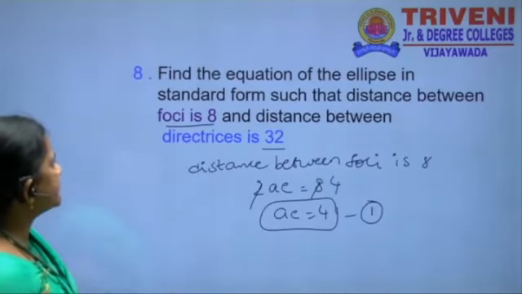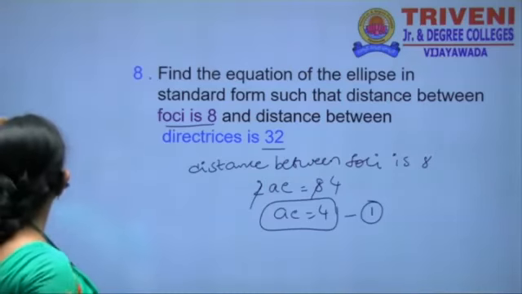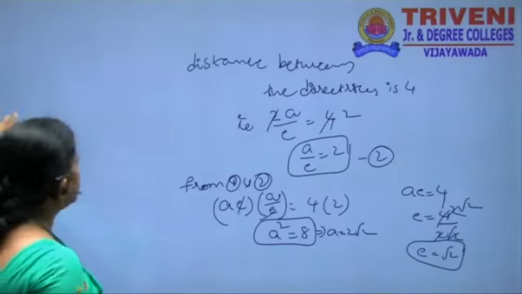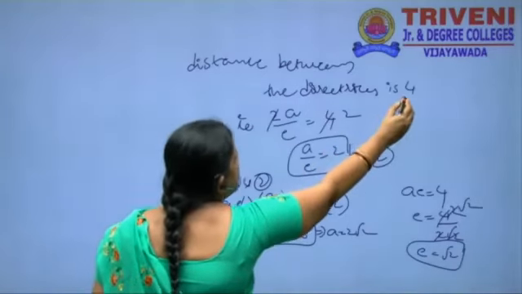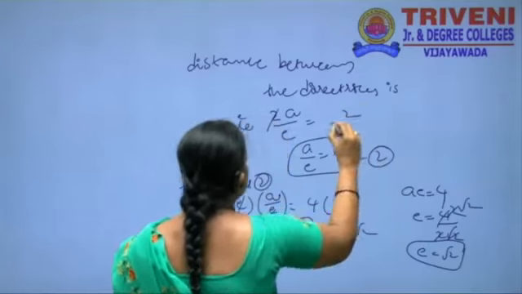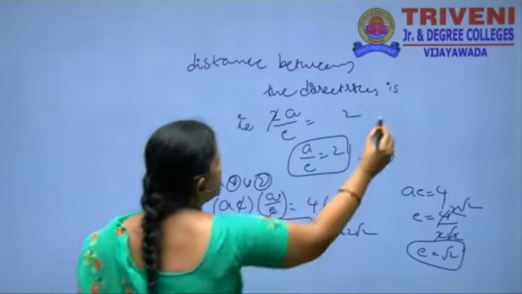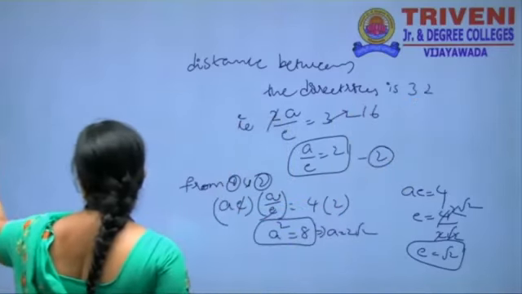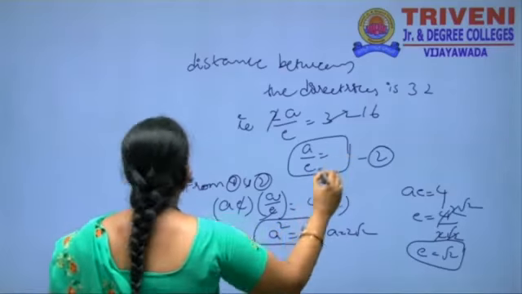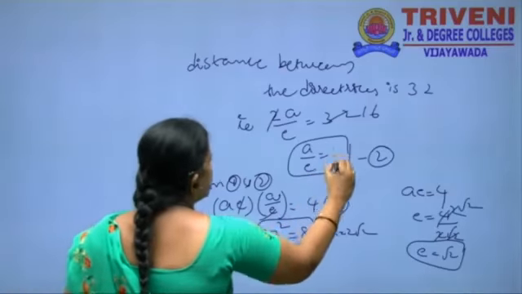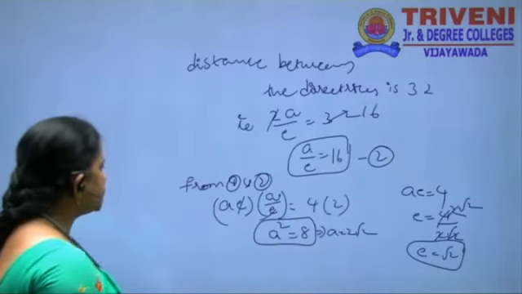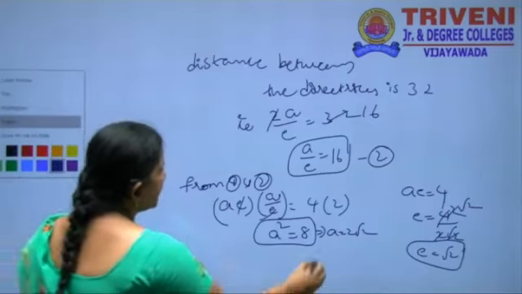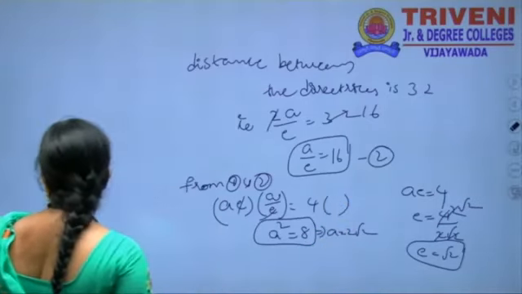Then find the equation of the ellipse in standard form where the distance between the directrices is 32. We substitute the value of 32, here 16 times, so it is 16. Then substitute the value of a by e: a by e is 16.